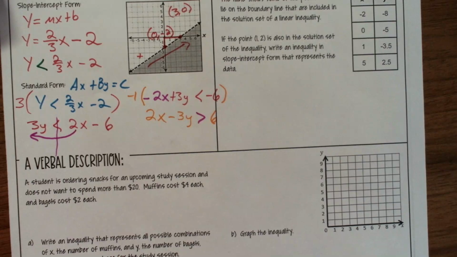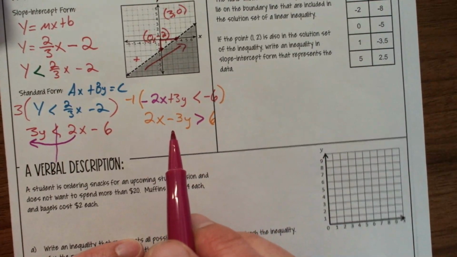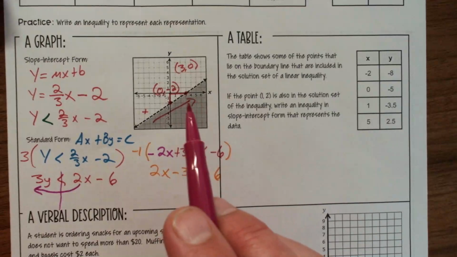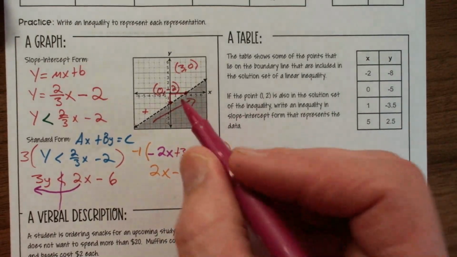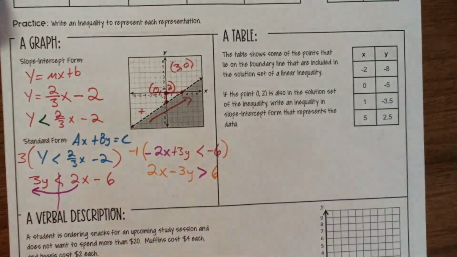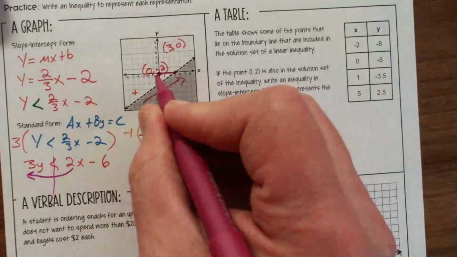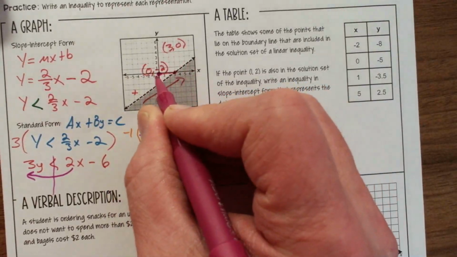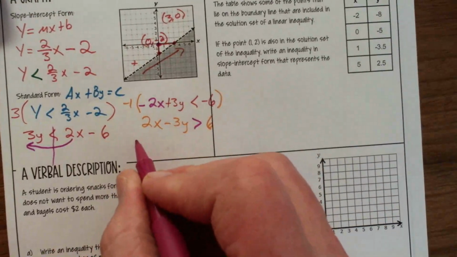And if I want to test this out to make sure that it works, here's what I do. I pick a point that I can use all the time, and it's super easy to use. I'm going to use my favorite point right here, 0, 0. Should 0, 0 work? No, it's not in the solution set. Okay, so let me test it out.